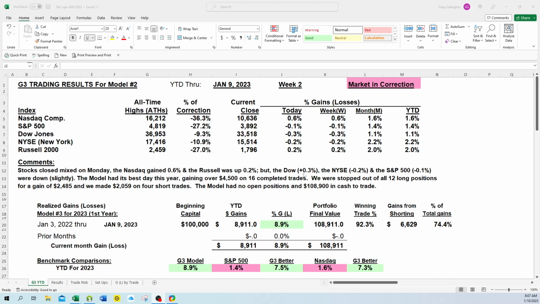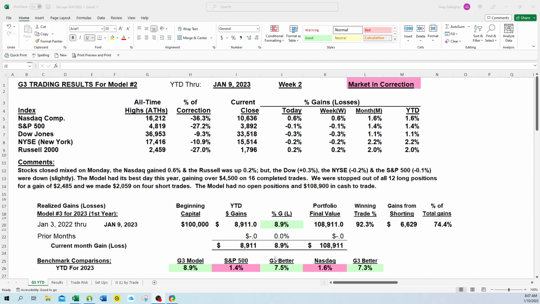First, let's look at how our model did. We made $4,500 on 16 completed trades yesterday. We were stopped out of 12 long positions for a gain of approximately $2,500, and we made $2,000 on four short trades.